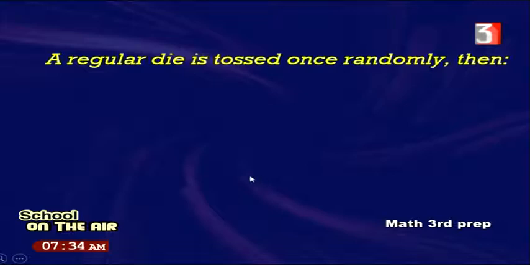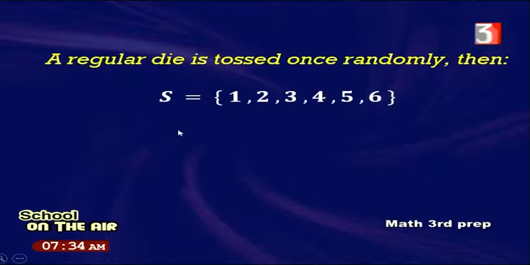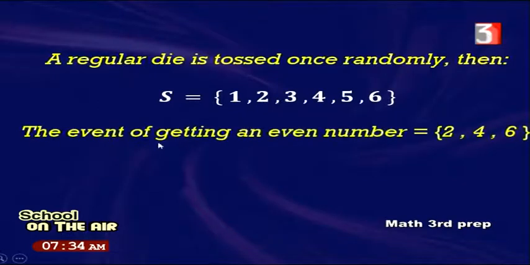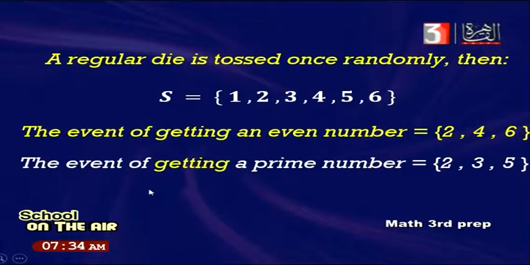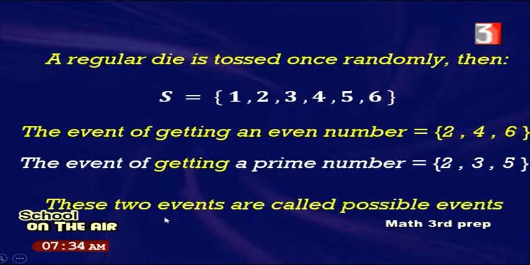For example, a regular die is tossed once, randomly. Then we will get a sample space S equals 1, 2, 3, 4, 5, and 6. If we want to get the event of getting an even number, we will get the even numbers in our sample space: 2, 4, and 6. If we want another event, like the event of getting a prime number, we find the prime numbers in our sample space S: 2, 3, and 5. These two events are called possible events.